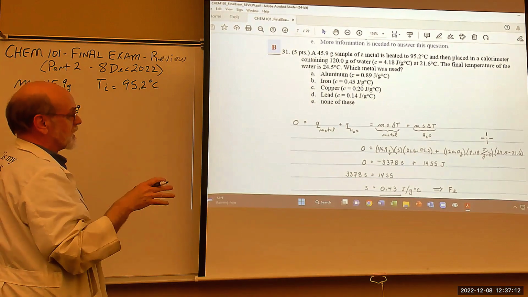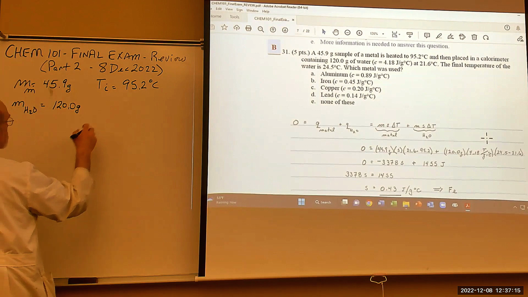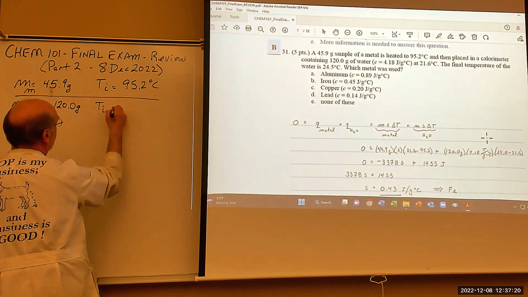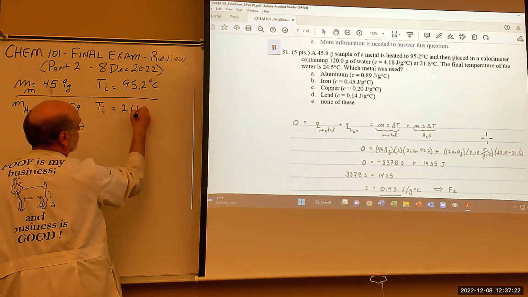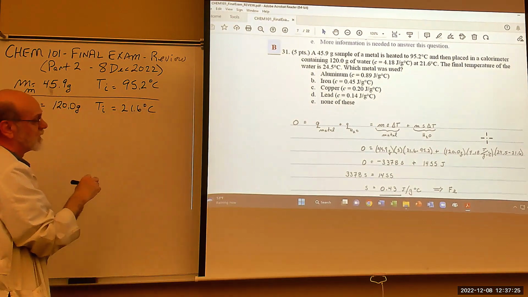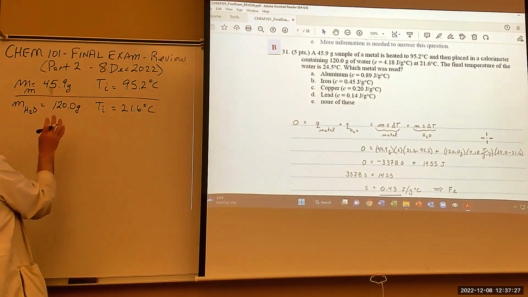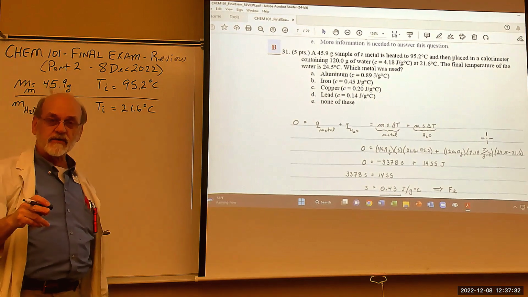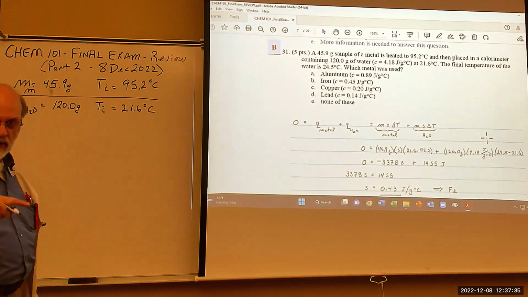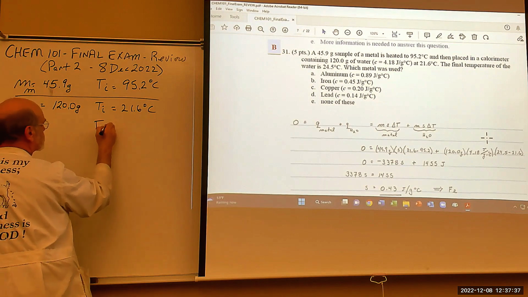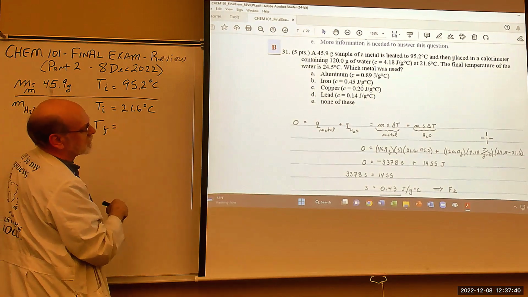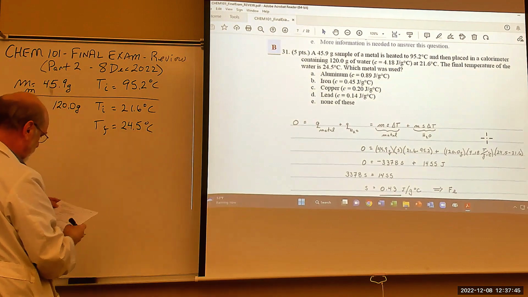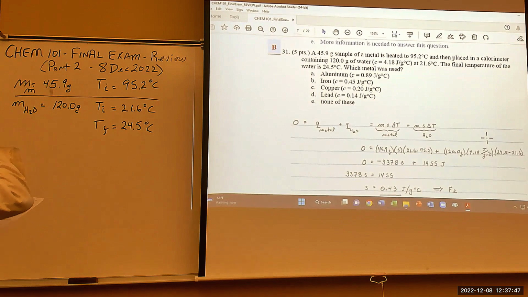And the water's initial temperature is 21.6 degrees. So this is the initial temperature of the metal. This is the initial temperature of the water, 21.6 degrees. The final temperature, since you're putting this metal into that calorimeter with that water, the final temperature will be the same for both of them. Once they reach equilibrium, then the final temperature is equal to 24.5 degrees. All right.